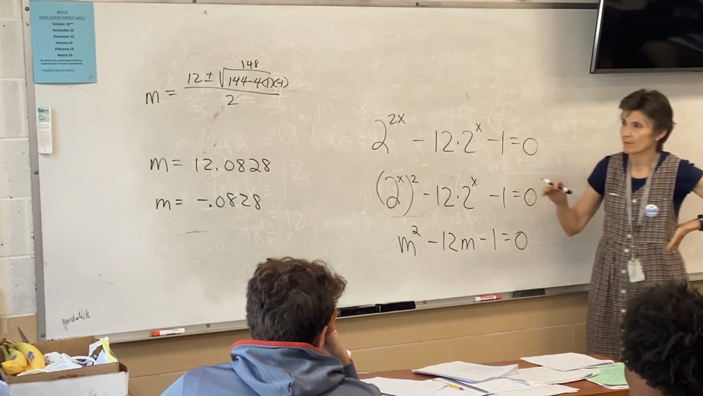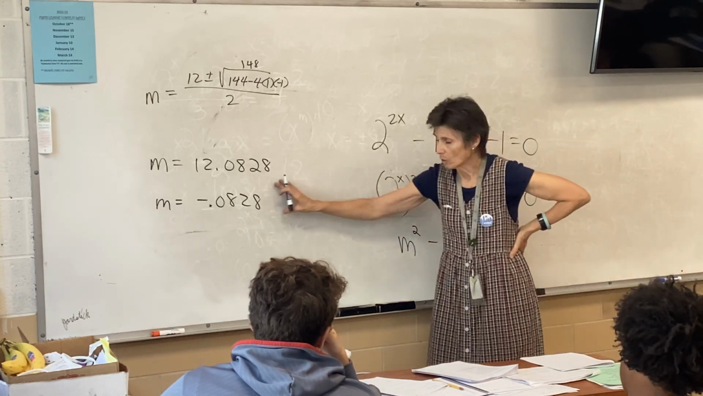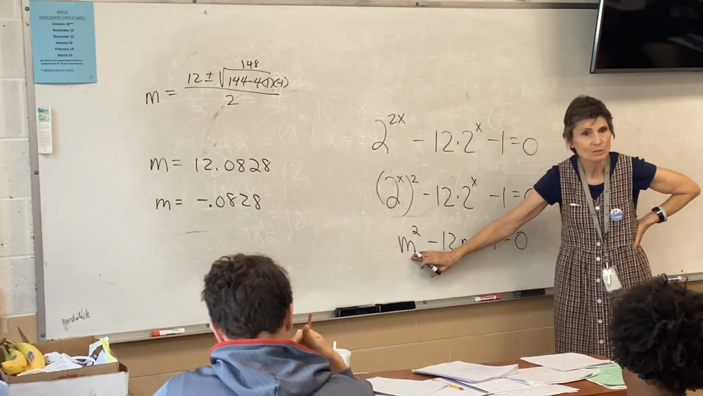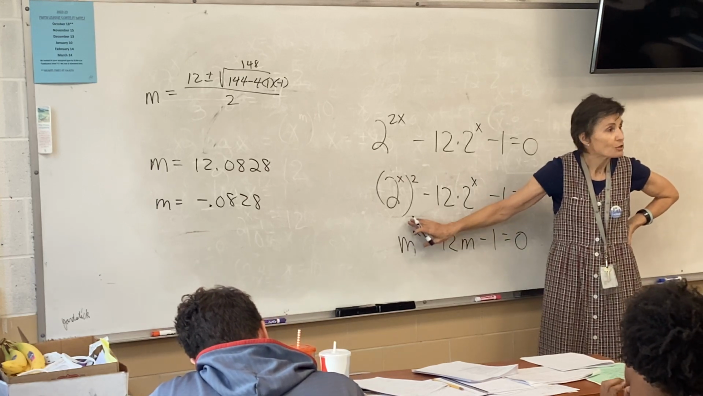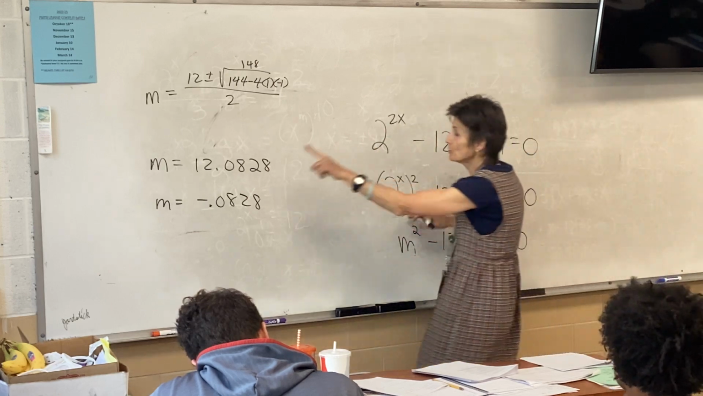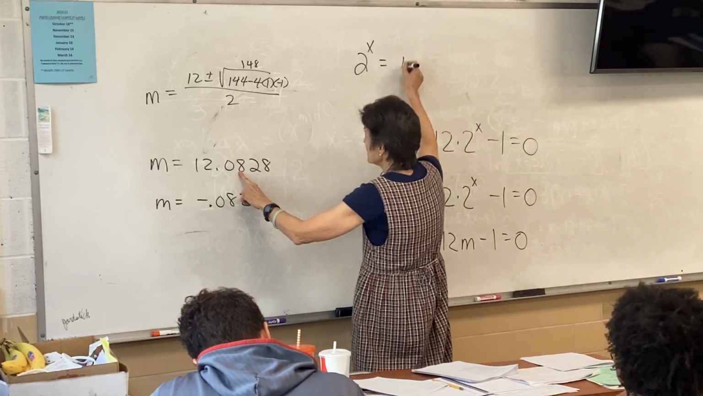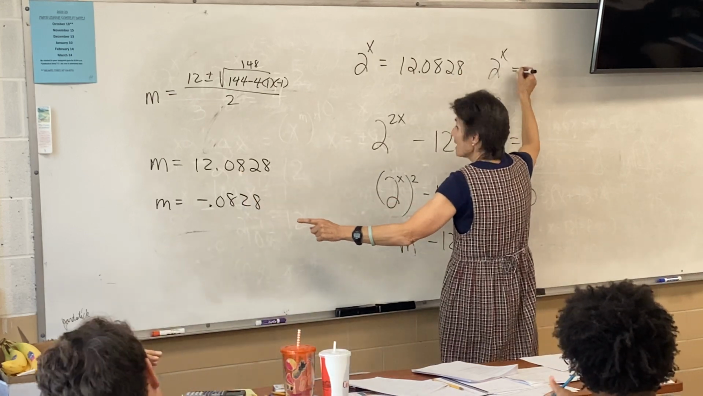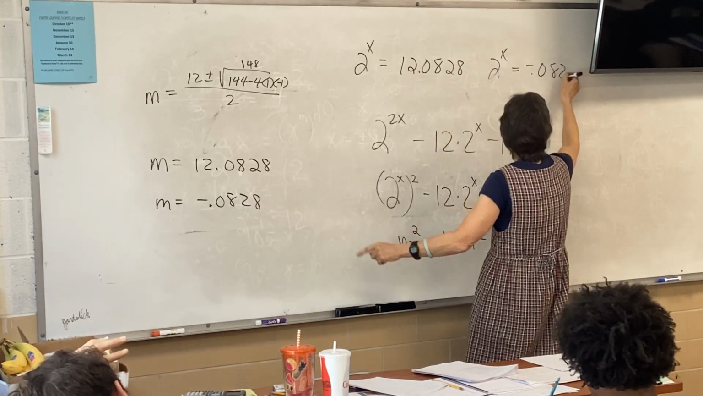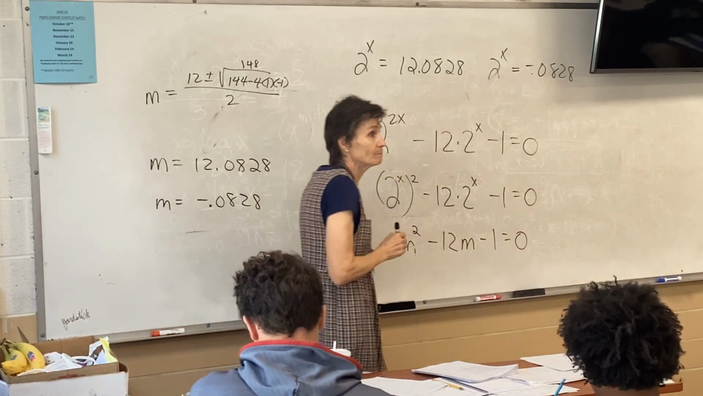Now, this is not the answer to the question. Those are my m values. But what did I let m stand for? 2 to the x. So 2 to the x equals 12.0828, or 2 to the x equals negative 0.0828. Does that make sense to you?